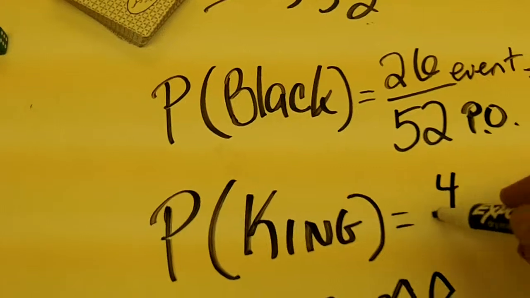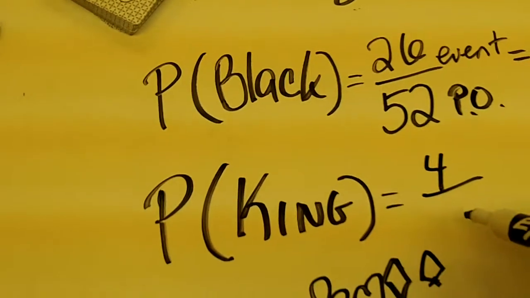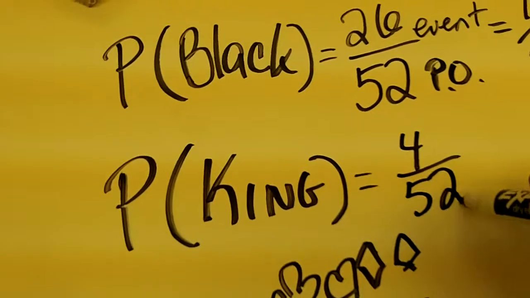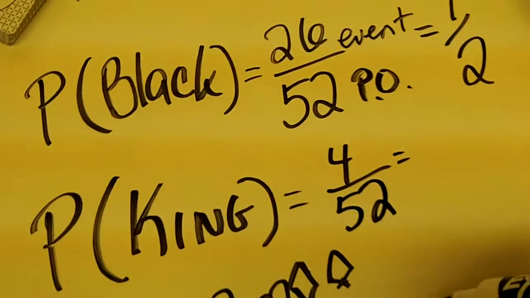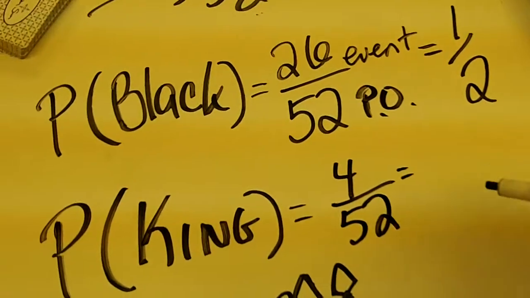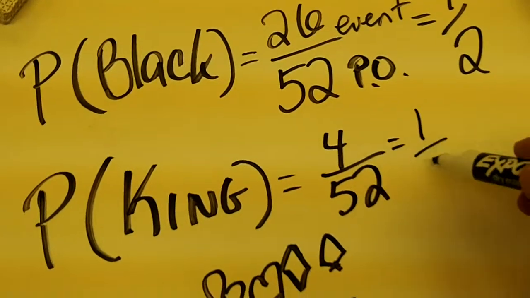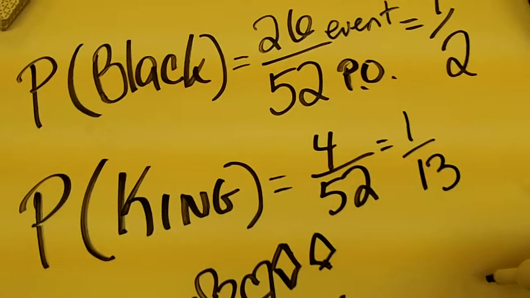So I have 4 kings out of how many cards? There you go. Both of these numbers are divisible by 2, and actually they're both divisible by 4. So my final answer will be 1 out of 13.